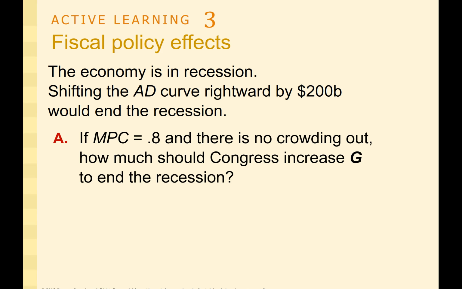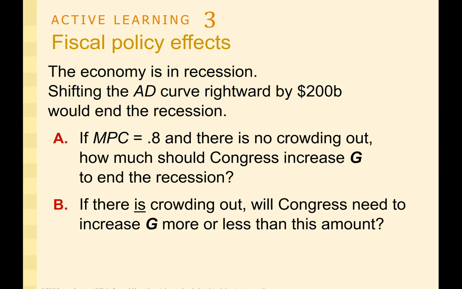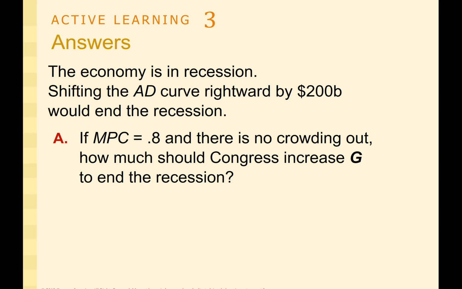So right there, we know our MPC, we know that there's no crowding out, and the question is, how much should Congress increase government spending to end the recession? So their goal is to achieve a $200 billion increase in aggregate demand to end the recession. They know what the MPC is, and they can assume no crowding out effect. And then for B, let's assume that there is a crowding out effect. Will Congress need to increase government spending more or less than this amount?